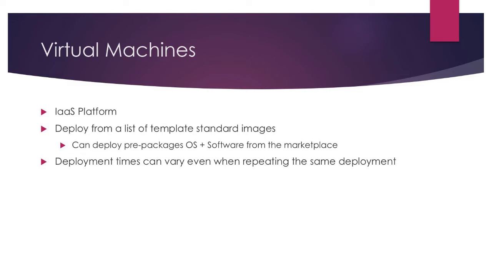Okay, so looking a bit more in depth at virtual machines. We're just going to look at the IaaS platform today. You can deploy from a list of templates of standard images. So you can deploy pre-packaged operating systems, Windows, Linux, Ubuntu, Red Hat, whatever it may be, or images included with bundled software from the marketplace. So for example, VMware or Commvault installed on Windows servers. And deployment times can always vary, even when repeating the same deployment over and over. That's something you do need to think about, because you are consuming a flexible, elastic cloud service.